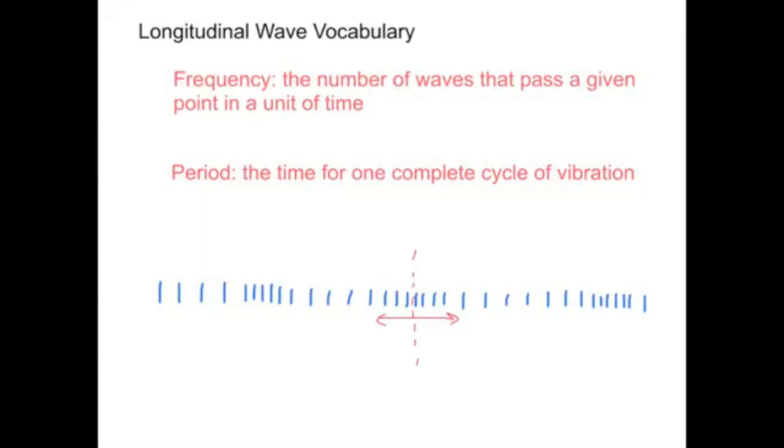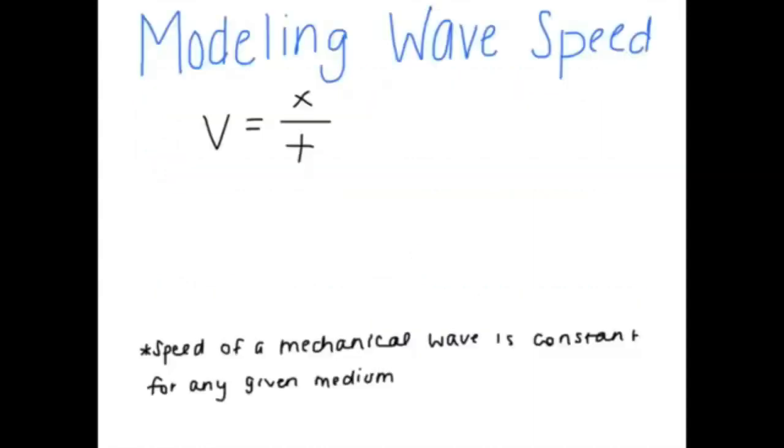And the frequency will be described using the number of little waves that pass through the point, so basically the speed of the wave. And then the period is the time for one complete cycle of vibration. So again, these are inverse quantities. When we're looking at the motion of waves, we'll also be modeling wave speed.